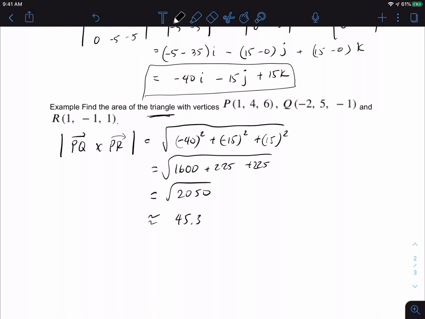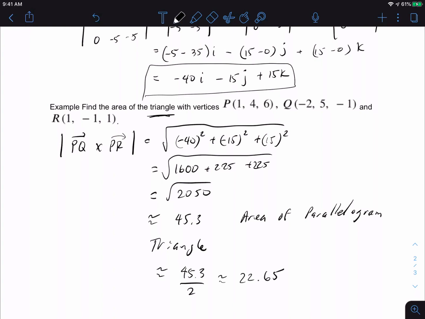This is just a scalar number, but remember, this is the same as the area of the parallelogram. And since that's the same as the area of the parallelogram, the triangle that we're getting from this is going to be half of that. So that area is going to be 45.3 divided by 2, which will approximately give me 22.65, whatever the units are, squared. Okay?